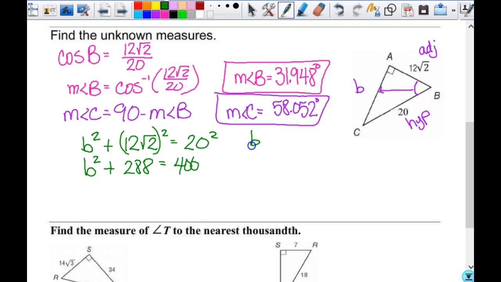So that means that b squared equals what? What's 400 minus 288? 112. So b is the square root of 112. Let's simplify this one just for the heck of it because I feel like we don't always remember. And you're not always going to have a calculator when you have to simplify them.